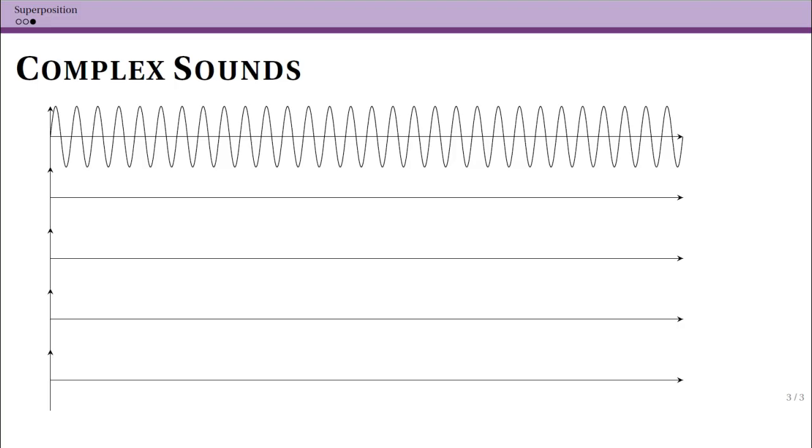If we were to actually look at the sound wave coming from a flute or a violin or a guitar or whatever your favorite instrument is, or even the human voice, it looks much more complicated. Using the idea of superposition, we can see why it is helpful to talk about sinusoidal waves at all. So let's start by thinking about a simple sine wave.